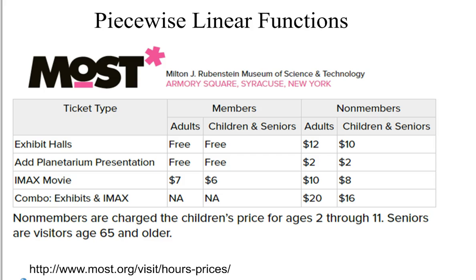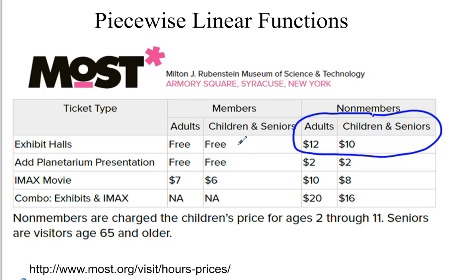If you've never been to the MOST, it's the Museum of Science and Technology, but I bet a lot of you have been there. It's down in Armory Square. Now, if you go to their website, most.org, you'll see a table like this where there's tons of information. I want to focus in on the fact that depending on your age, you pay a different price as a non-member. Obviously, if you're a member, it's all free, not interesting.